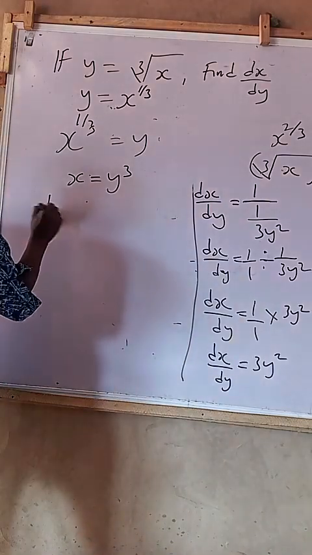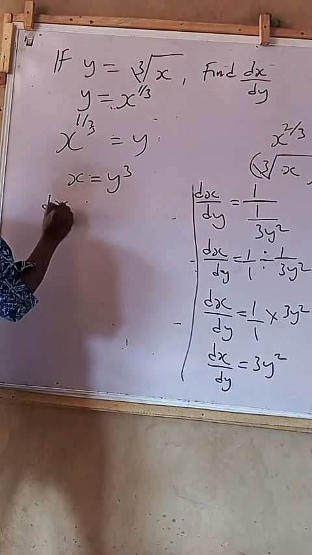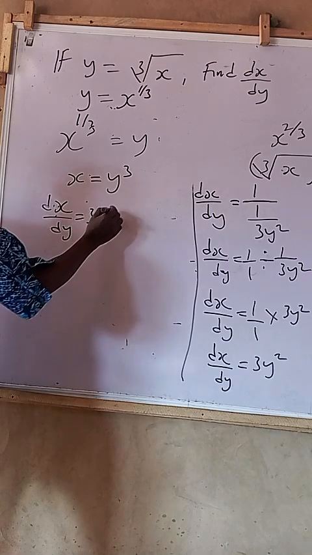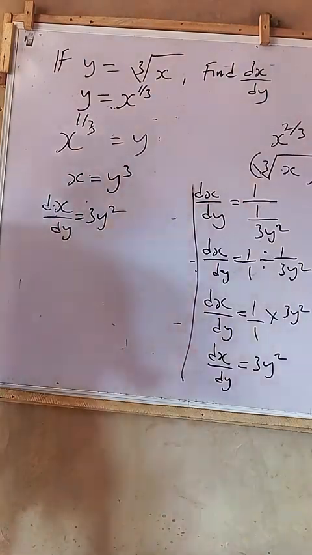Now the dx/dy will now be equal to 3y squared. So that's another method.